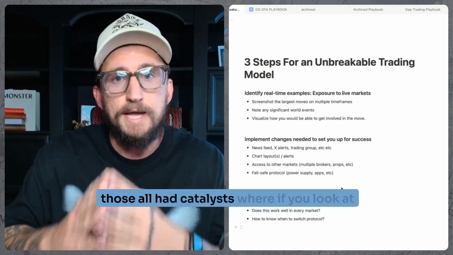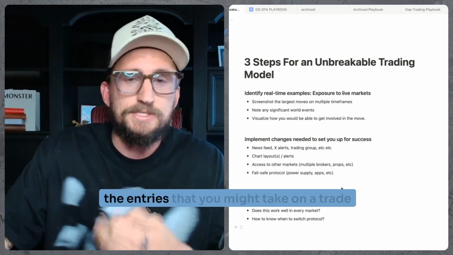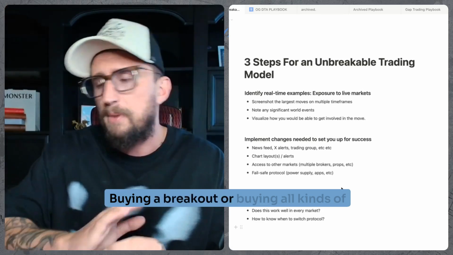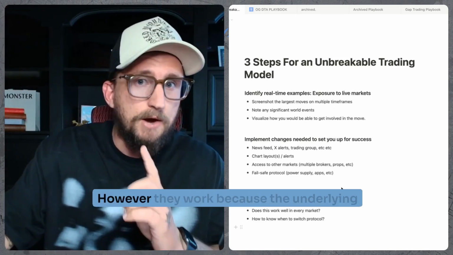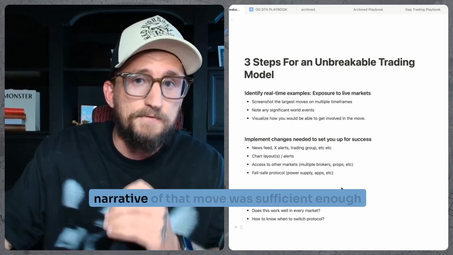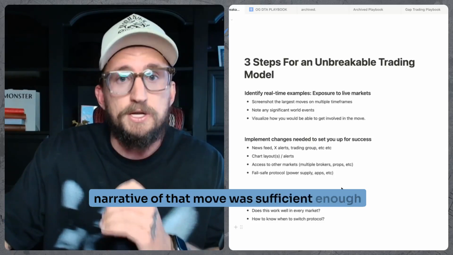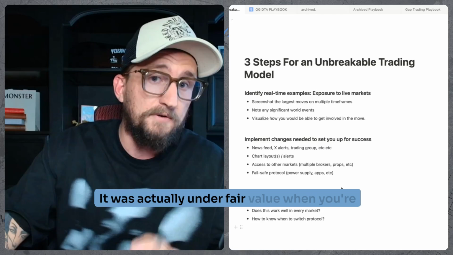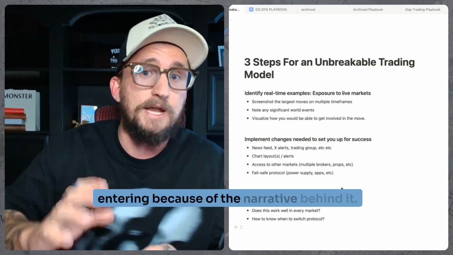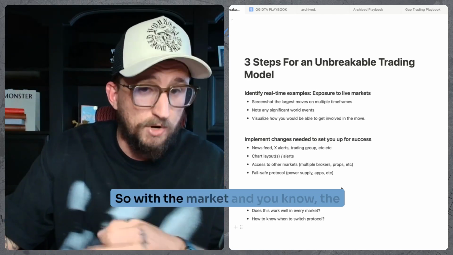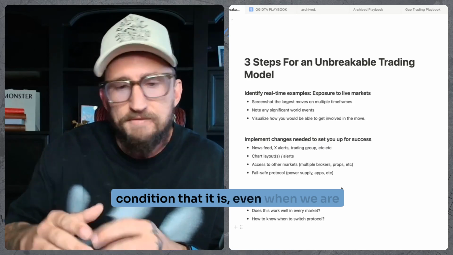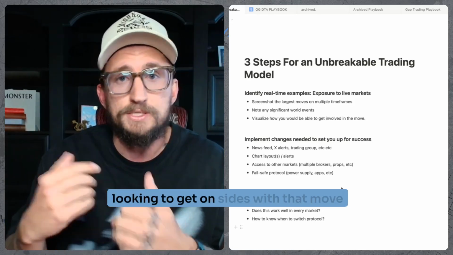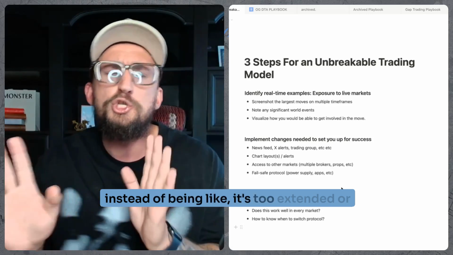Those all had catalysts where if you look at the entries that you might take on a trade like that, they seem somewhat aggressive, right? Buying a breakout or buying all kinds of crazy entries. However, they work because the underlying narrative of that move was sufficient enough for you to find an entry buying a massive gap up. It was actually under fair value when you're entering because of the narrative behind it. So with the market in the condition that it is, even when we are selling super aggressive, there's probably ways that you should be looking to get on sides with that move instead of being like, oh, it's too extended.